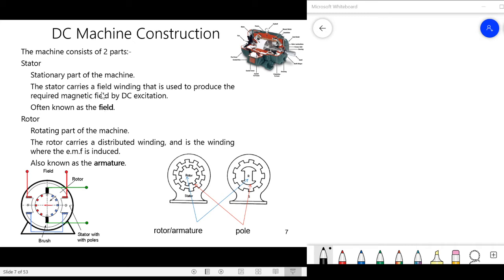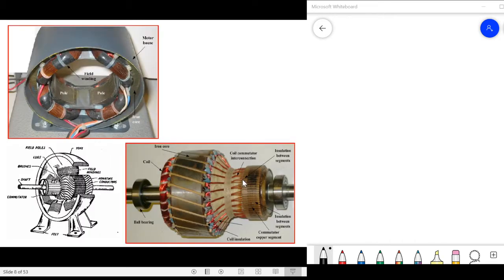The stator carries a field winding that is used to produce the required magnetic field by DC excitation, often known as field winding. So bila sebut field winding adalah you punya stator. So rotor winding adalah the rotating part, carries a distributed winding, and the winding when the EMF is induced, also known as the armature winding, Ra. Right? Okay, this is contoh you punya DC motor, you punya winding. This is you punya commutator lah.